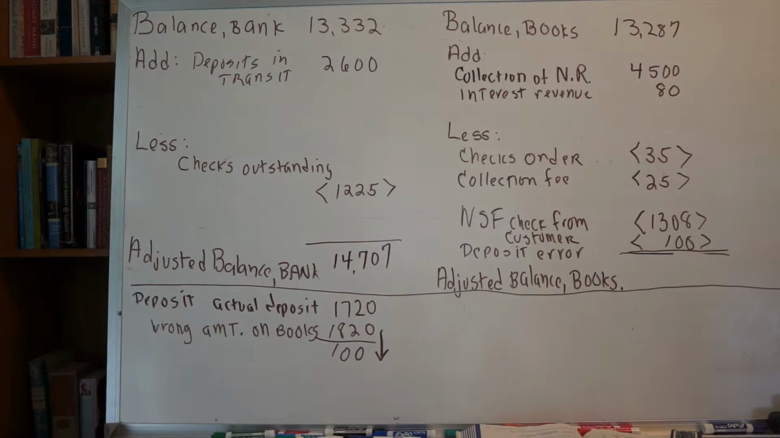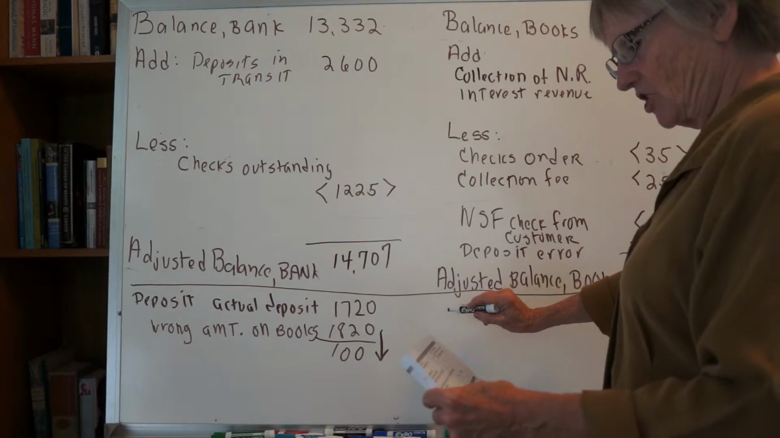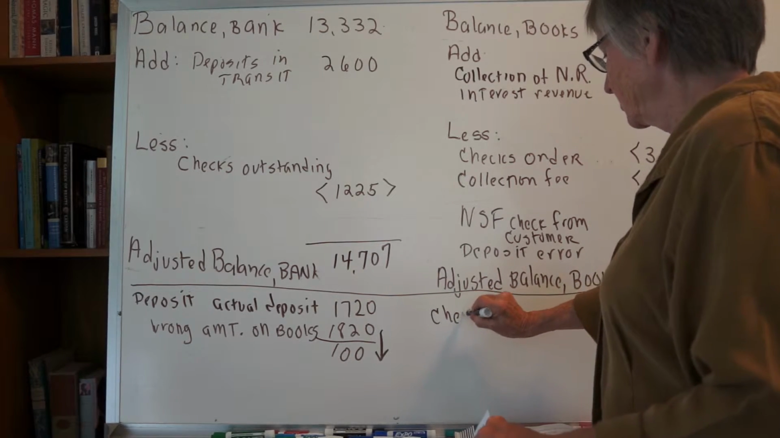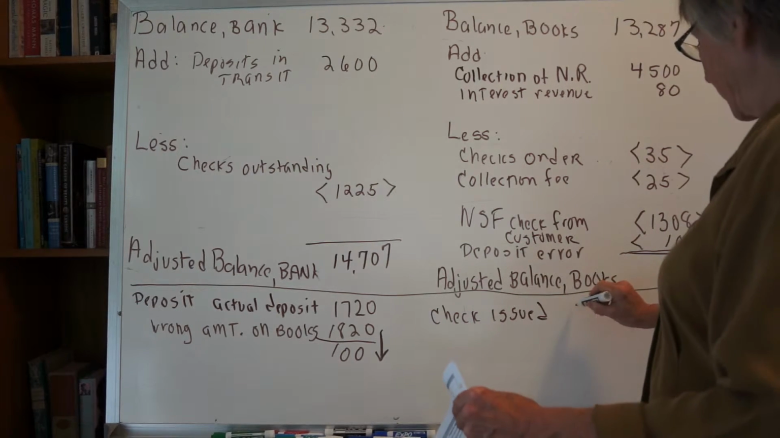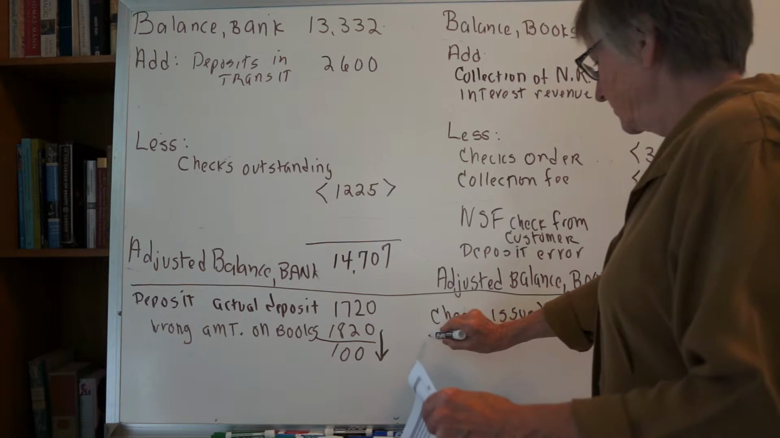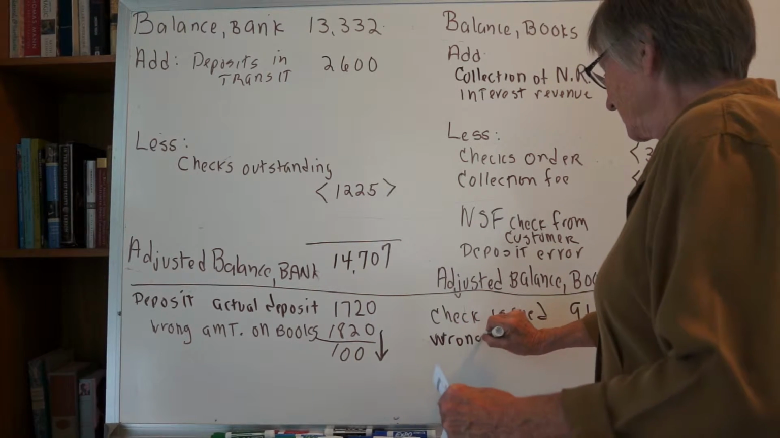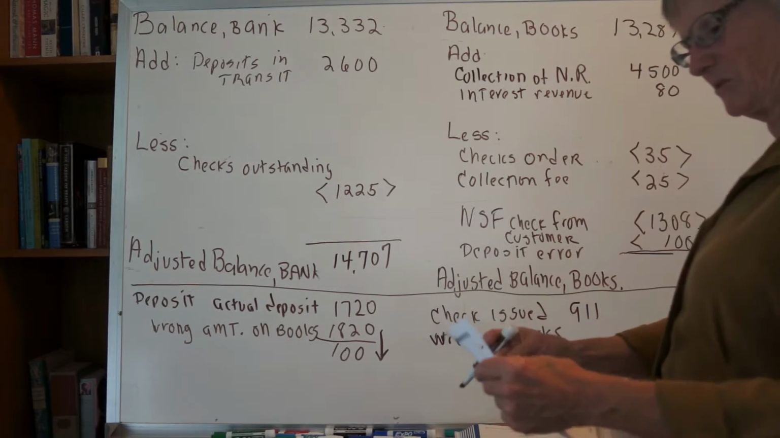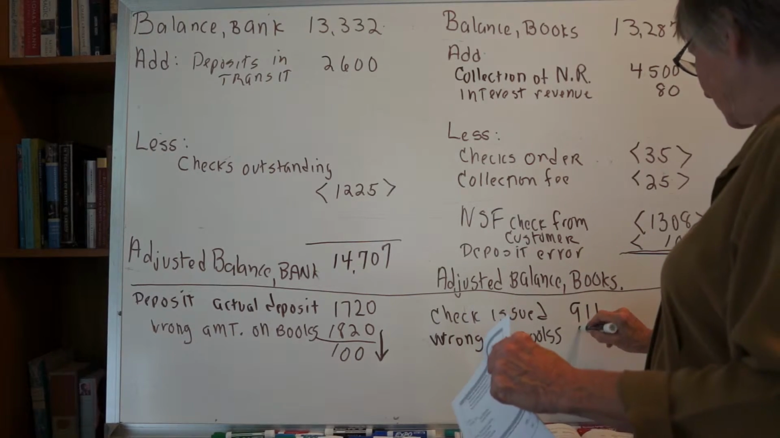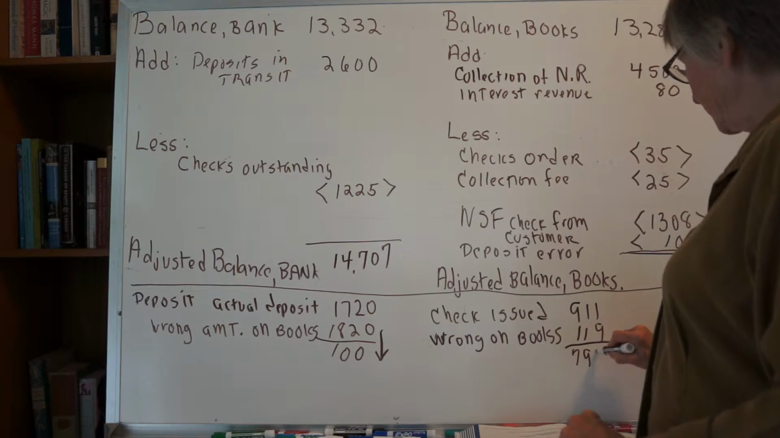The next error is an error on writing checks, and that's on May 18th. There was a check issued, and this is the right amount, so the check was issued for 911, but it was entered on the books with the wrong amount, 119. So here we've got an adjustment of 792 that's needed.